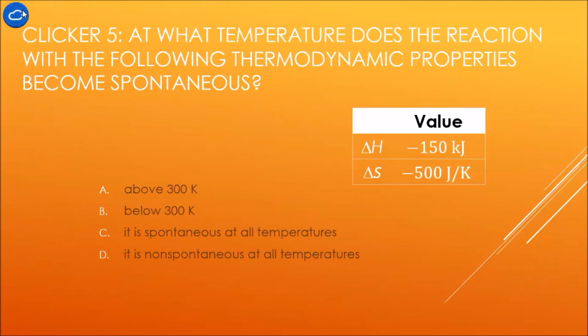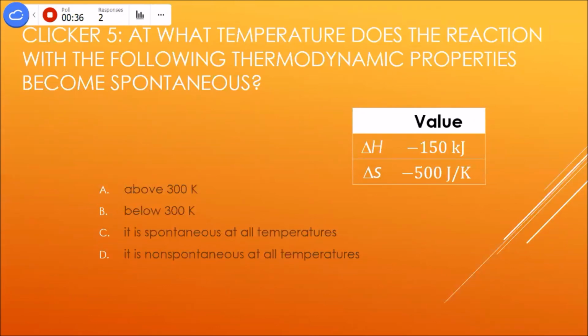So the last clicker question of this, once again, if you don't have the clicker, you just send me an email, that's fine. At what temperature does the reaction become spontaneous? At what point does delta G become negative? If I have delta H is negative 150, delta S is negative 500 joules per Kelvin, what temperature?